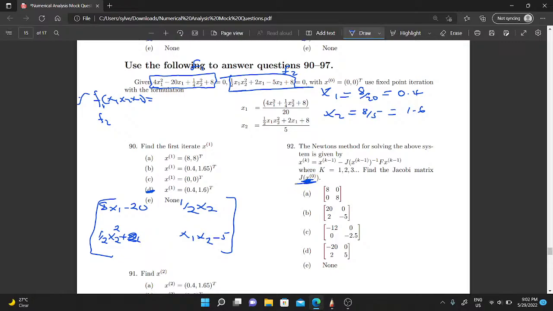So to get this J at x0, you just have to put your initial solution inside, which is 0, 0. That means you get a negative 20, a 0, a 2, and a negative 5, which I believe is not in our answers. All right, so that's it. That means our answer here is E, which is none. It's not in the options. Okay.